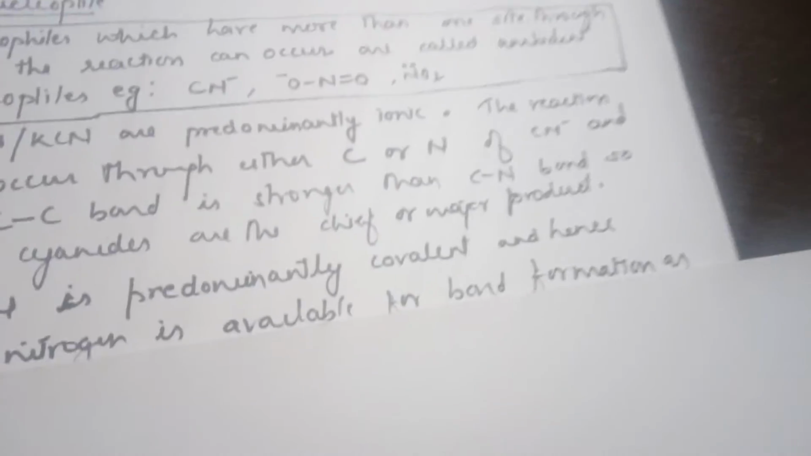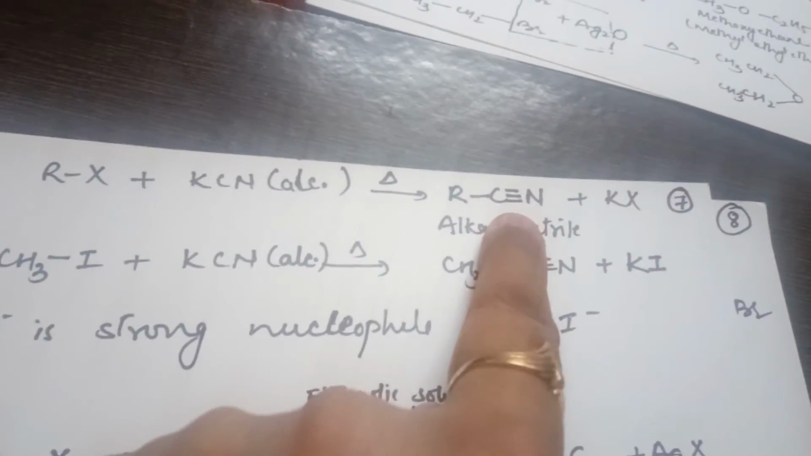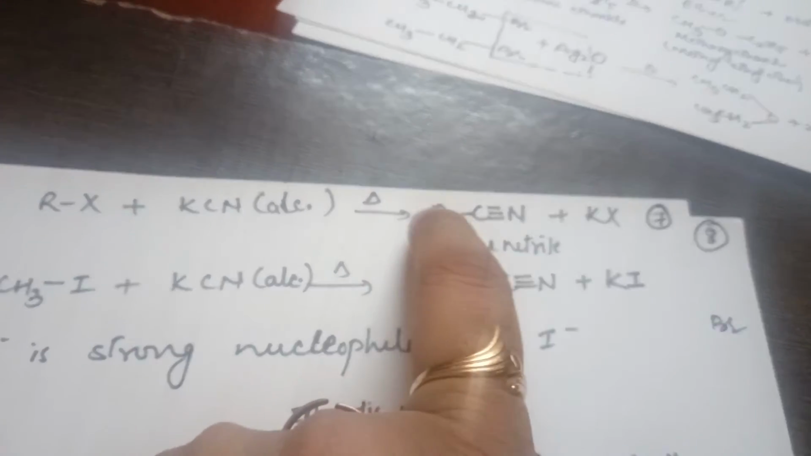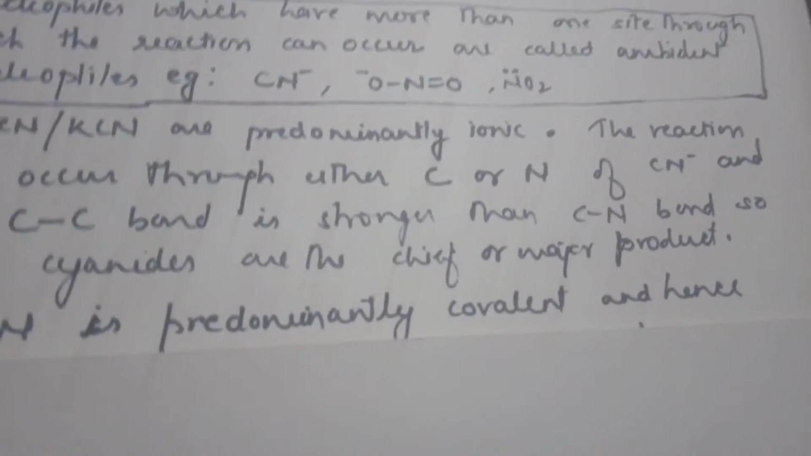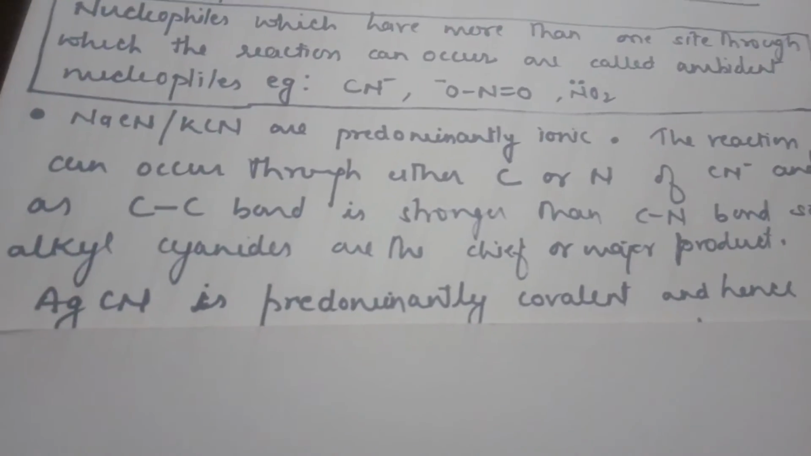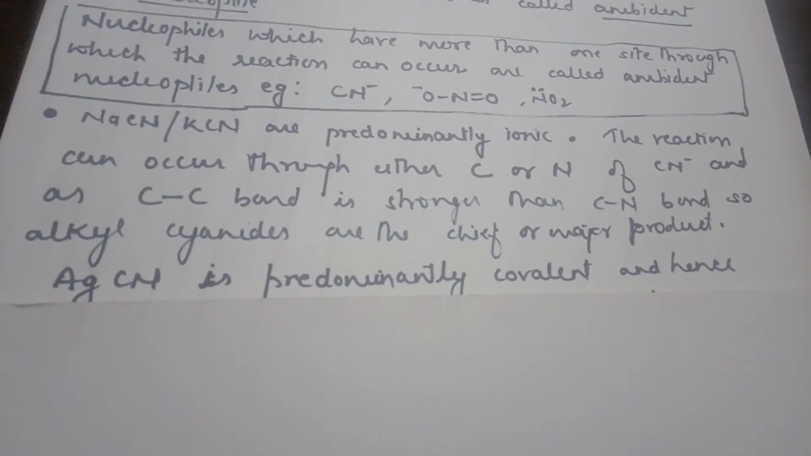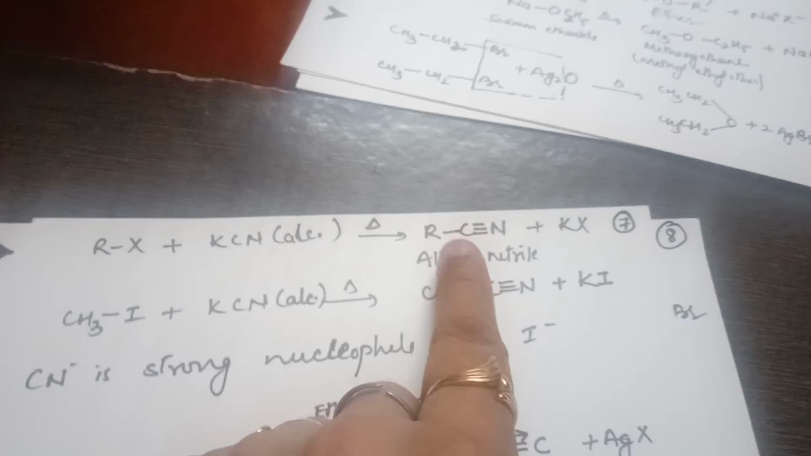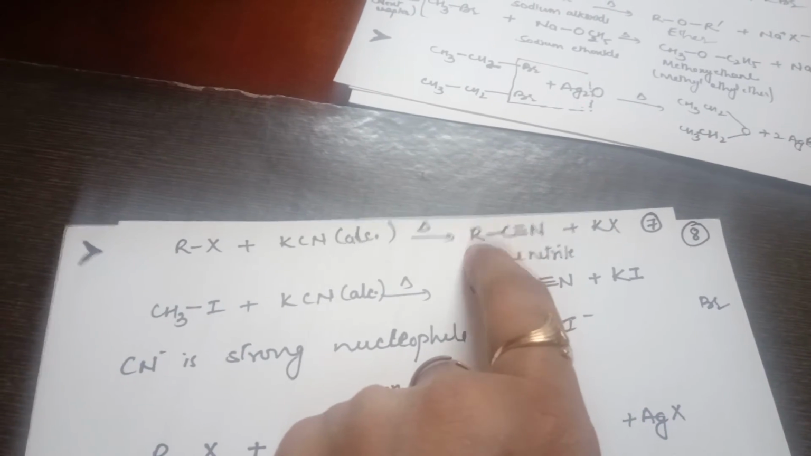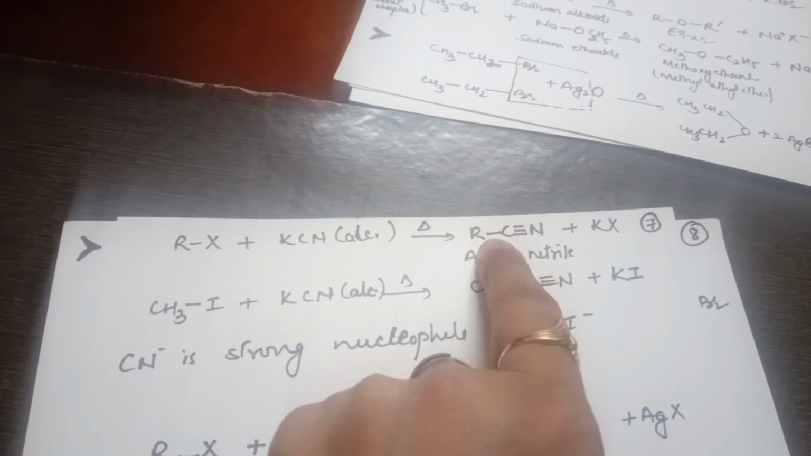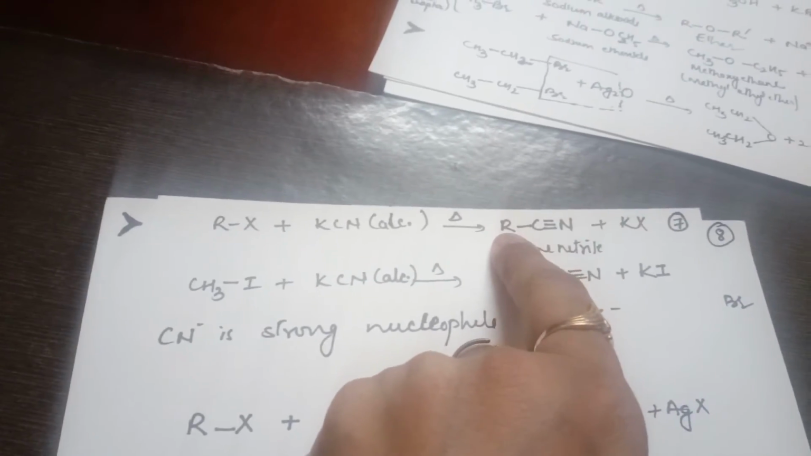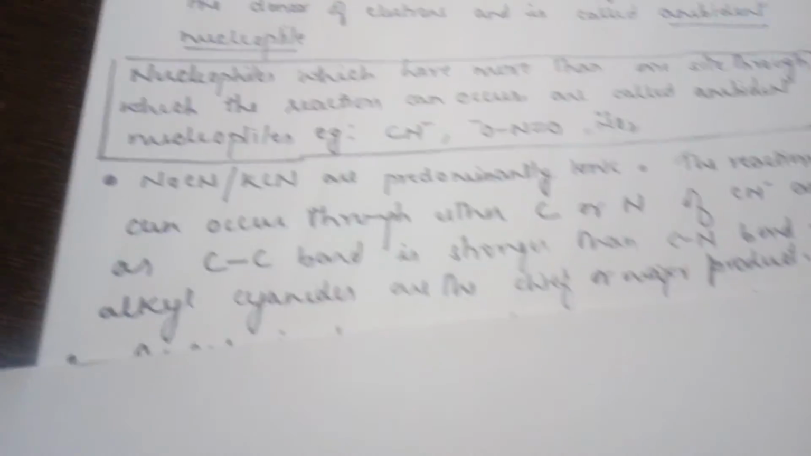Because when the R-C bond is formed, this C-C bond is stronger in comparison to the C-N bond. If the C-C bond is stronger in comparison to the C-N bond, then the alkyl group will prefer to connect itself with CN from carbon rather than from nitrogen. Again, I'm repeating it. Why is the alkyl group specifically getting connected from carbon, not from nitrogen? The reason being the C-C bond, carbon of the alkyl group and carbon of cyanide. This is stronger in comparison to the C-N bond. So it will prefer to make the strong bond, and that could be made only by connecting with carbon. So it prefers to choose carbon instead of nitrogen.